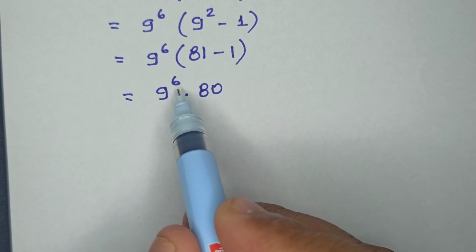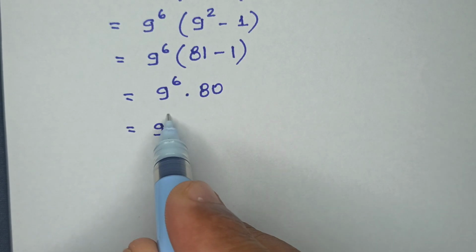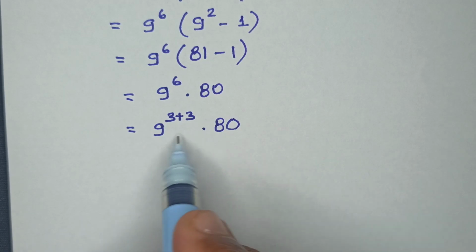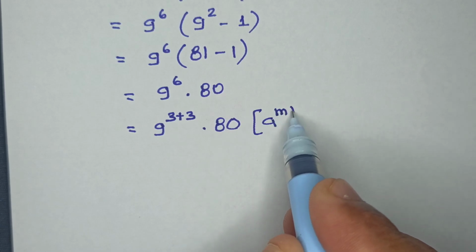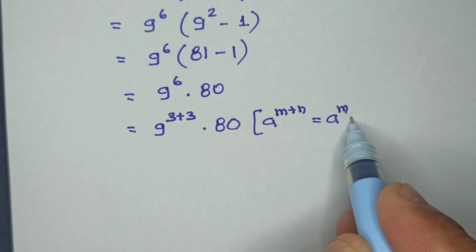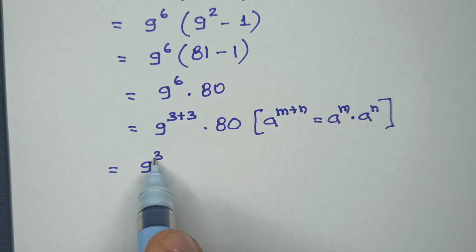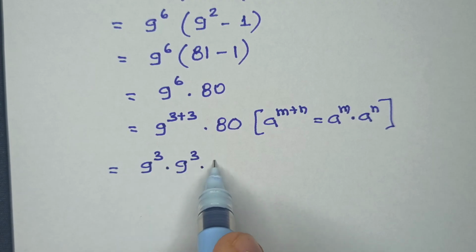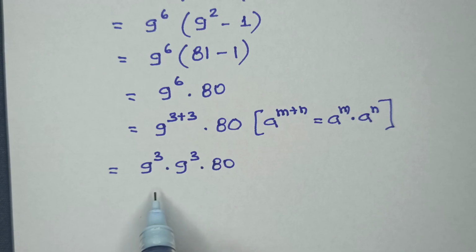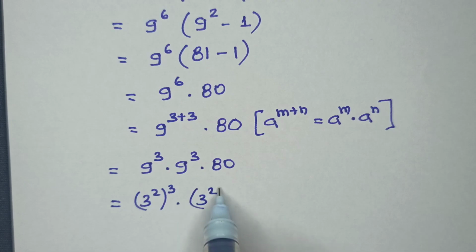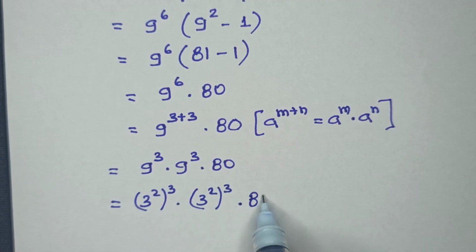So again we'll bifurcate this power of 6 over here, and we'll write this as 9 raised to the power 3 plus 3 multiplied by 80. Again we'll use the property of exponent that says that a raised to the power m plus n is equal to a raised to the power m multiplied by a raised to the power n. So now this can be written as 9 raised to the power 3 multiplied by 9 raised to the power 3 multiplied by 80. Now 9 raised to the power 3 is technically 3 raised to the power 2, whole power 3, multiplied by 3 raised to the power 2, whole power 3, multiplied by 80.